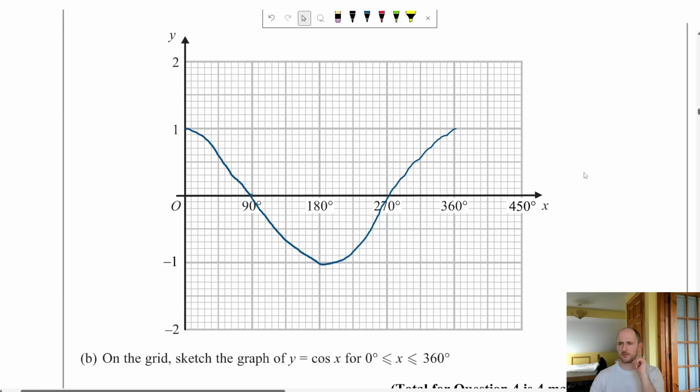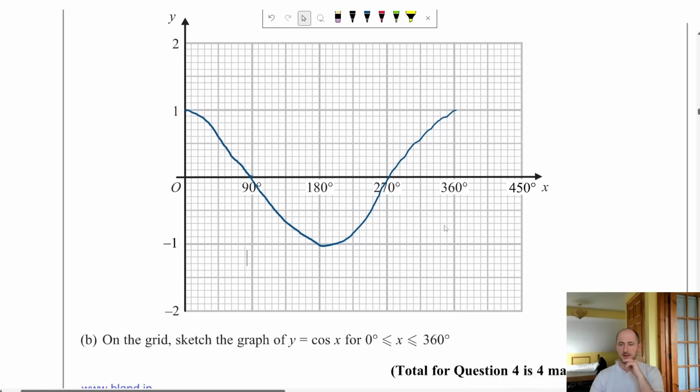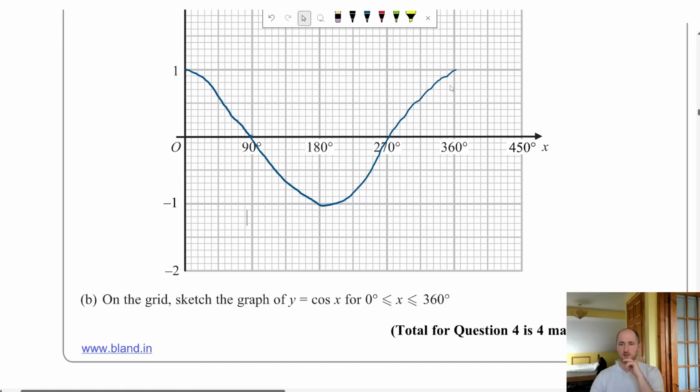And it says only go up to 360 degrees, so just like that. That's literally it, all there is to it, really. You could keep going, but it does say from 0 to 360, so I stopped at 360, just FYI.